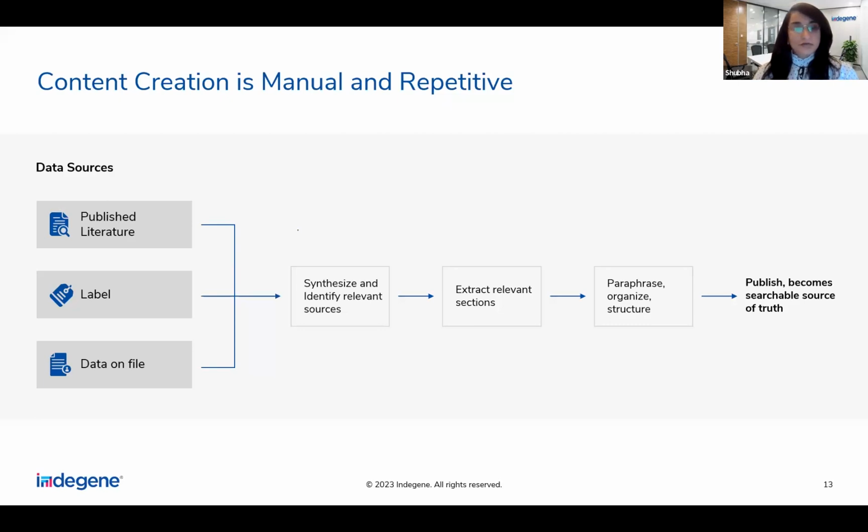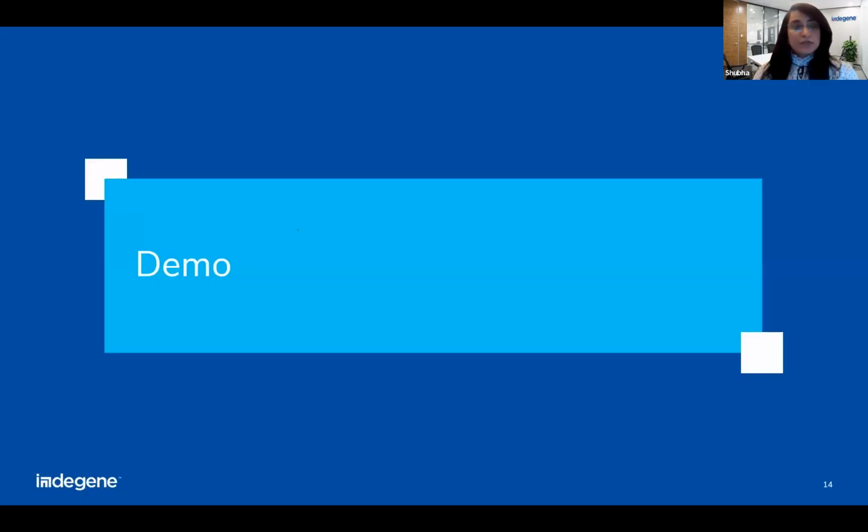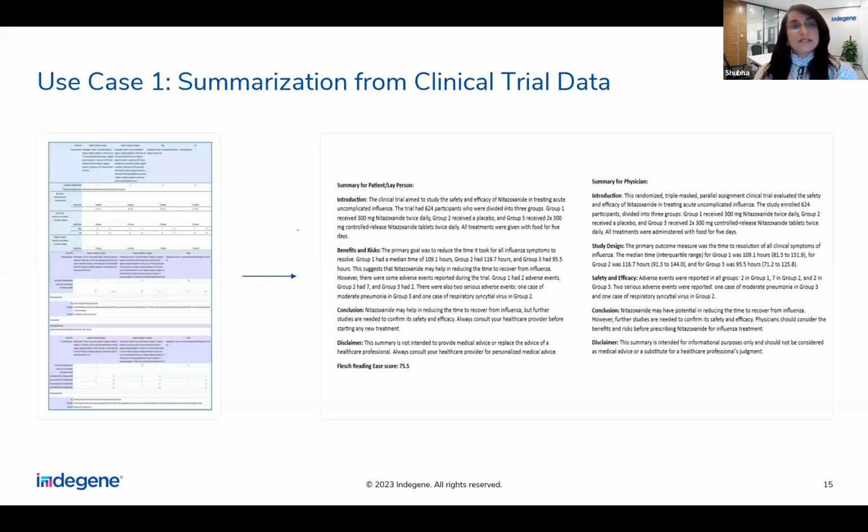Sandeep, if you could just go to the next few slides. So the first demo that you will see is on the summarization aspect of it, and the reason we've taken clinical trial data is that it could be anything. It could be a literature article that I would take and then summarize, let's say, for HCP consumption. It could be for patients as well.